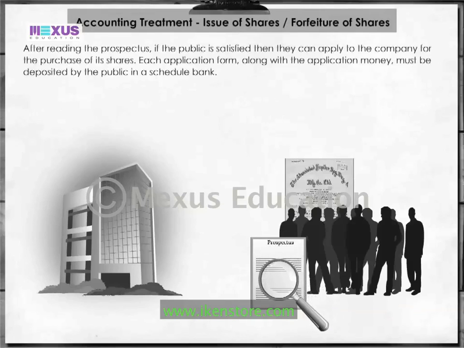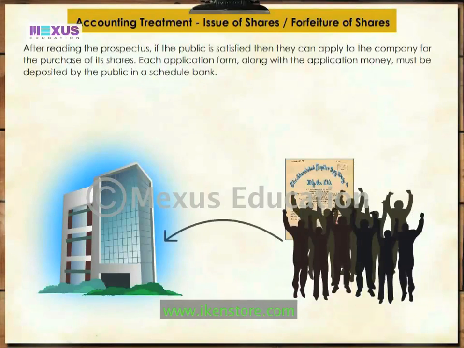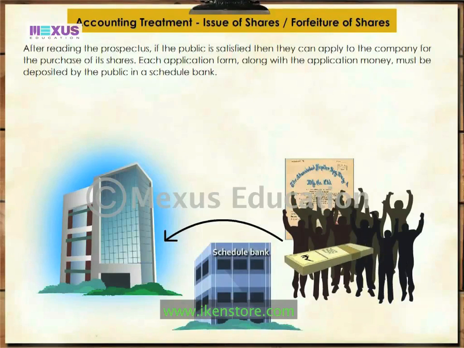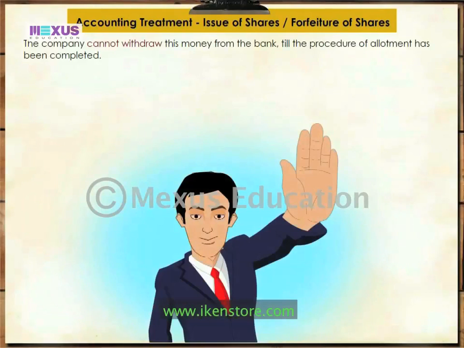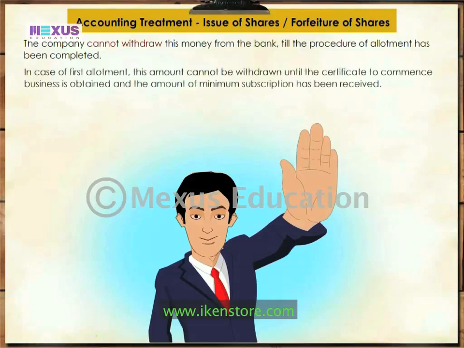After reading the prospectus, if the public is satisfied, then they can apply to the company for the purchase of its shares. Each application form, along with the application money, must be deposited by the public in a scheduled bank. The company cannot withdraw this money from the bank till the procedure of allotment has been completed. In the case of first allotment, this amount cannot be withdrawn until the certificate to commence business is obtained and the amount of minimum subscription has been received.